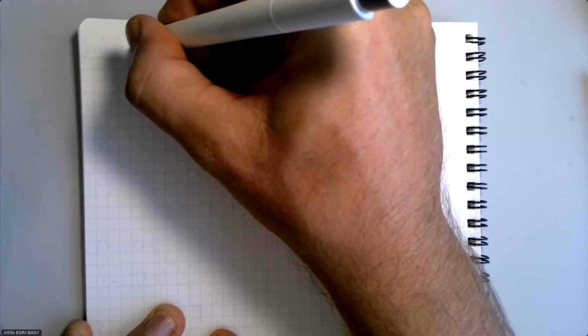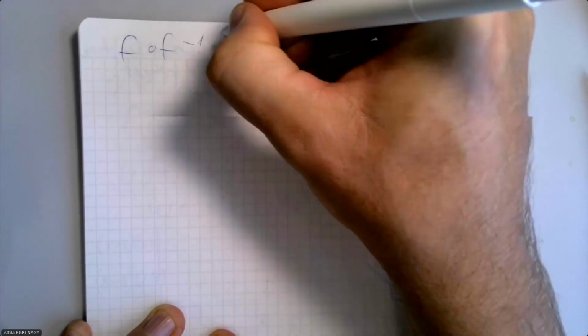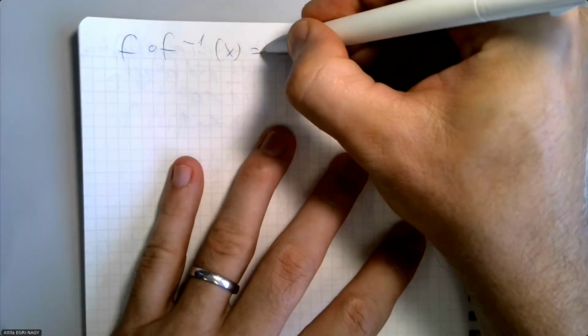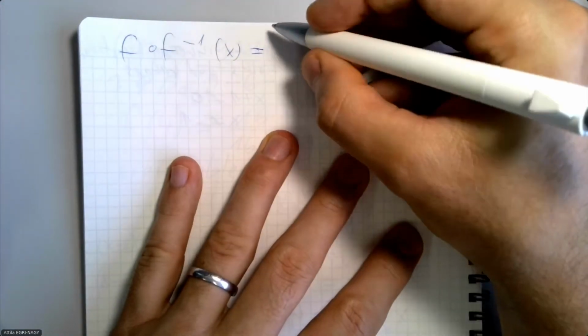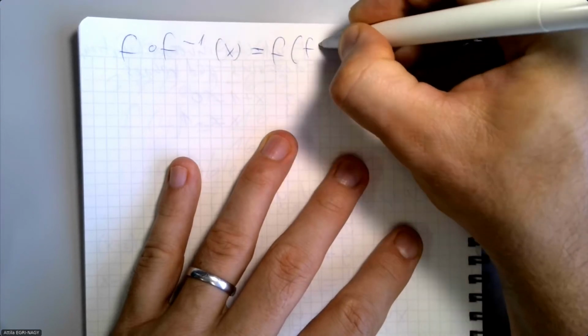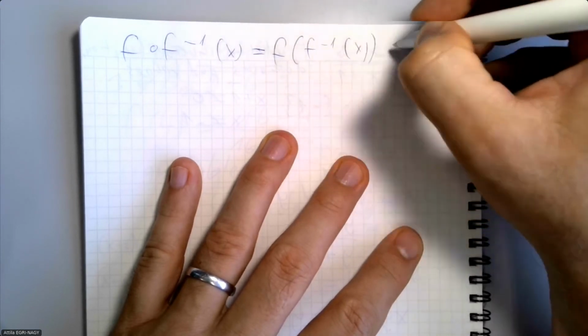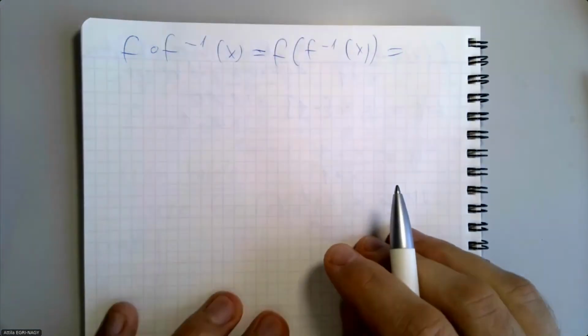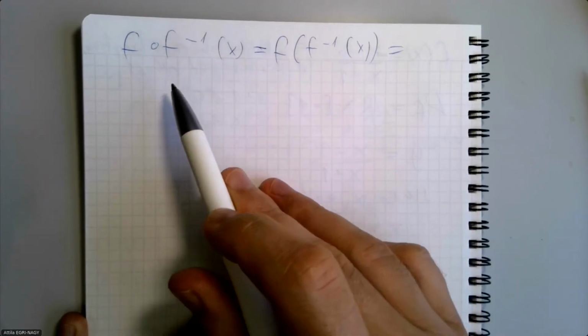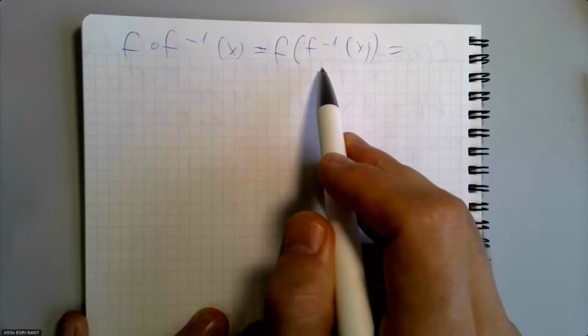So let's do f after f inverse first. And what's the definition of this? It is function composition. So this would be f of f inverse of x. Okay, it's a good idea to take your time and write this down. It's the definition, this is what function composition means.